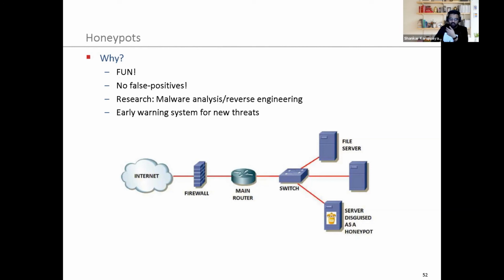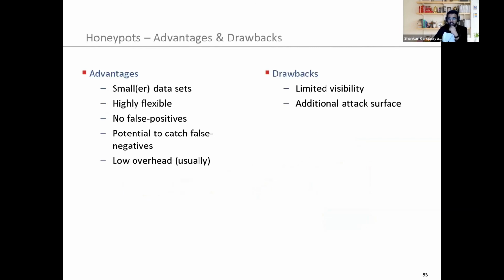This would also serve as a warning system for new threats. So if you're working with an anomaly-based or signature-based detection mechanism, and you see that your honeypot was compromised but your IDS did not trigger a detection, you know that, aha, something new is happening in my network. I am not able to detect this attack. Why? And then you can figure it out, and update or upgrade your systems. The advantages of honeypots are that you have smaller data sets, it's highly flexible, there are no false positives, and there is a high possibility to catch false negatives. And usually it's low overhead.